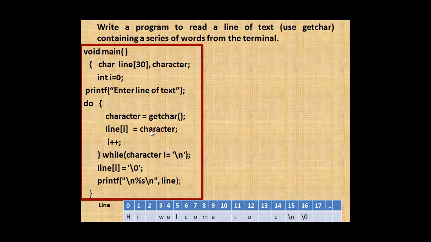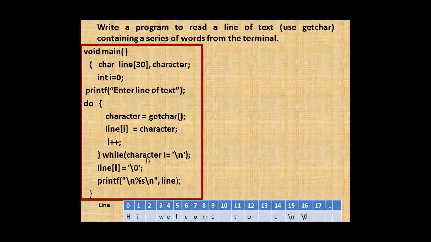At this position, this value has to be placed. Now, at the end, when it comes across the enter key that you have pressed, first it reads the enter key. Enter key is nothing but /n. Then it puts it in line of i. Here I have done that. Line of i, it puts the /n. After that, i will be incremented. i will be at 16th position.